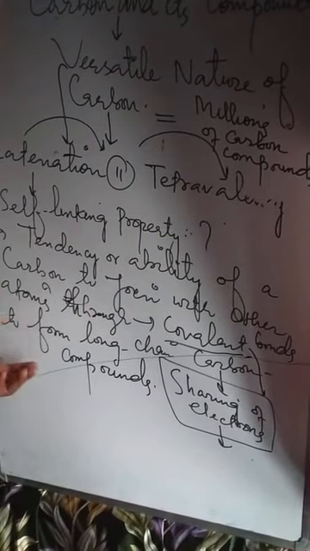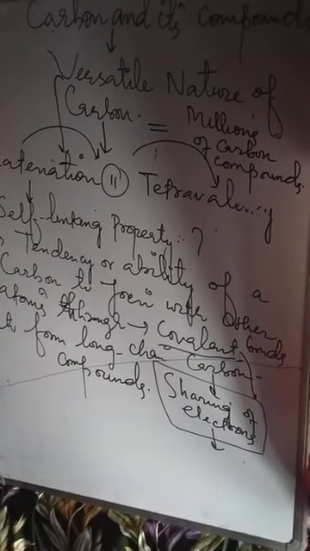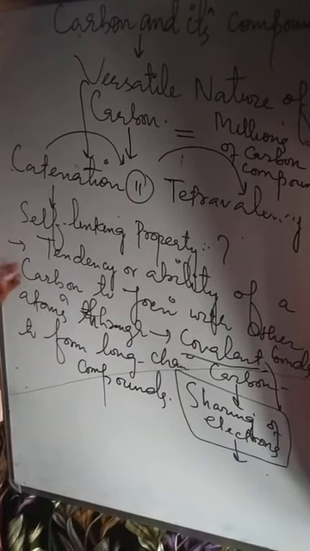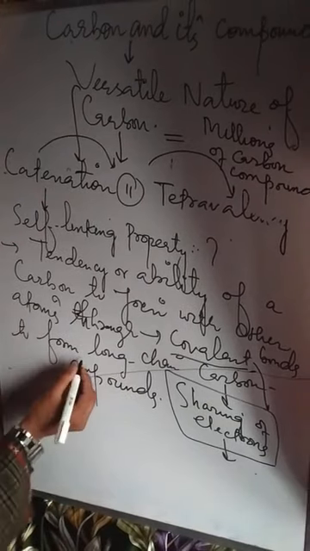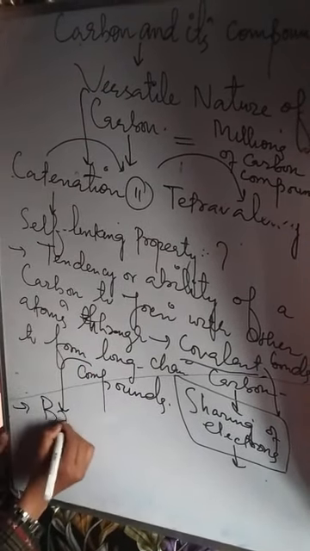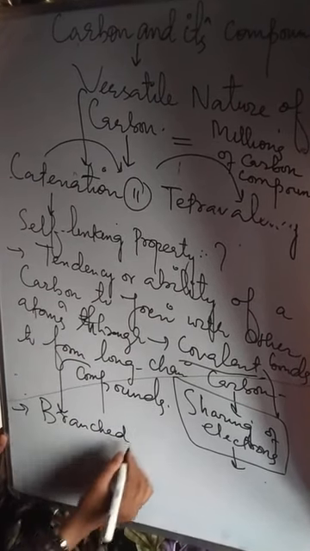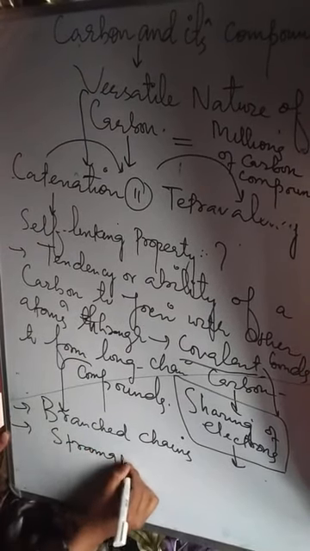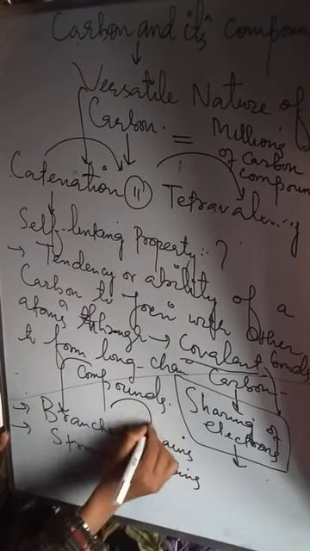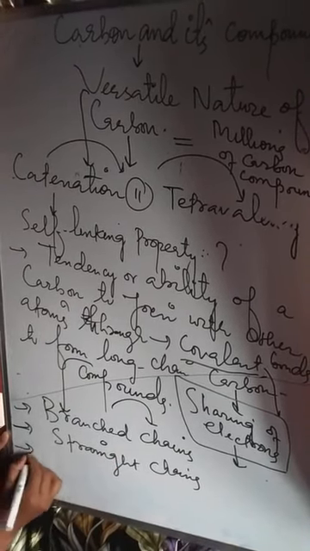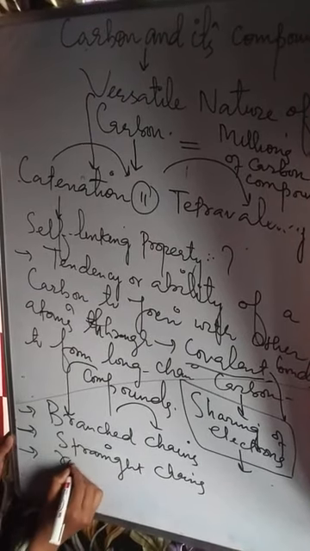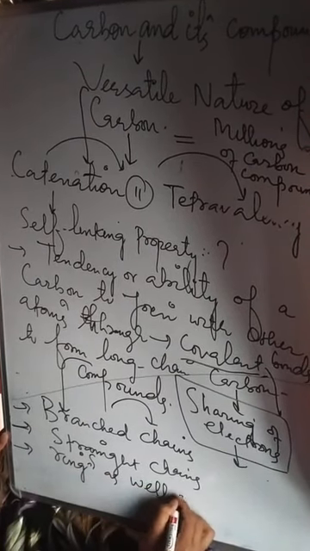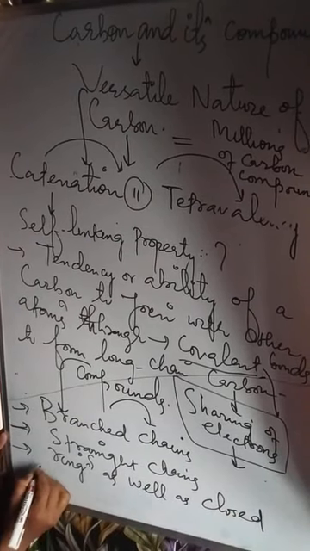So carbon forms millions and trillions of compounds because of this property of catenation, this self-linking property. It's the ability of carbon to join with other carbon atoms through covalent bonds to form long chains, and these long chains can be branched chains. Carbon can form straight chains as well. The fashion of joining may sometimes be rings, in closed fashion.